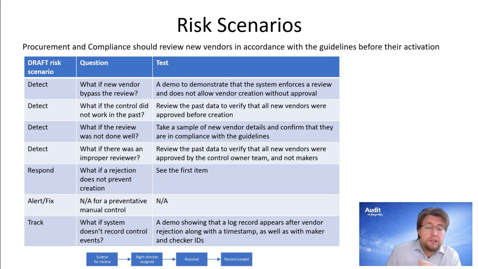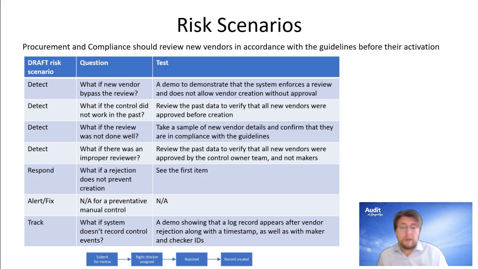The first question is, what if the new vendor is not subject to review at all? It will bypass the review. So what can we do? We reply with a test: show us that the system won't allow this. Okay, next question is, again, detection. We still have more to cover with the detection.